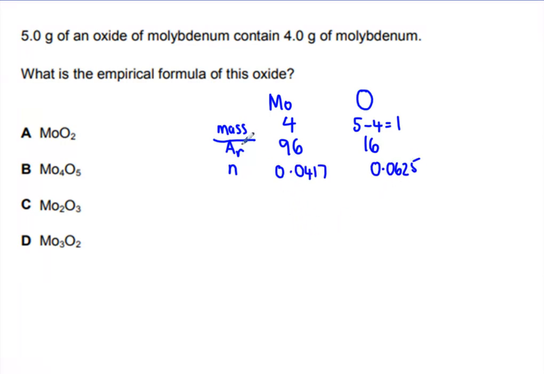So I've converted mass to mole, and then we divide by the smallest. So we want to get that simplest ratio. So we're going to divide by the smallest. We're going to divide them both by this. If we divide by 0.0417, this one becomes a 1, and this becomes a 1.5. So the haiku goes, convert mass to mole, divide it by the smallest, multiply till whole. Now these aren't whole numbers, so I'm going to times by 2. I'm going to multiply, because if I times by 2, I'm going to get whole numbers. I've got 2 molybdenums and 3 oxygens, so C is my correct answer.